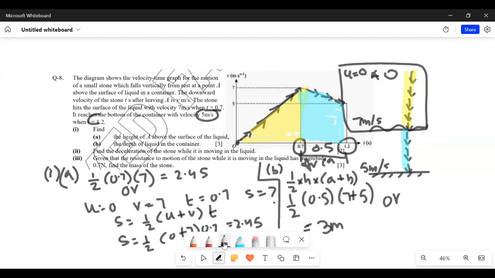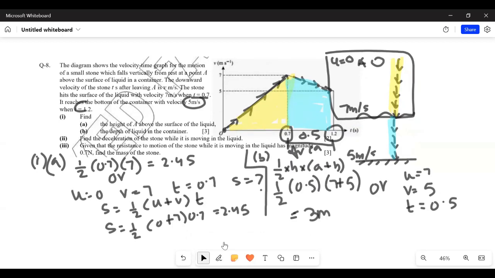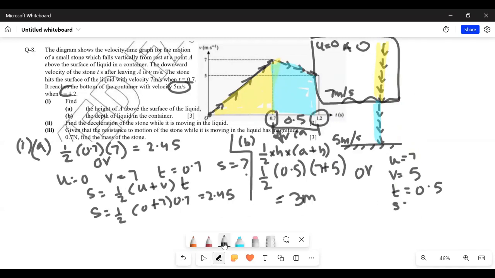Or you can use equations of motion. Now in this part of the journey, u is 7, v is 5, and the time taken, we've seen from here, is 0.5 seconds. And you need s. So same formula, s equals half times u plus v times t. When you substitute the values, you should get the same answer, which was 3.